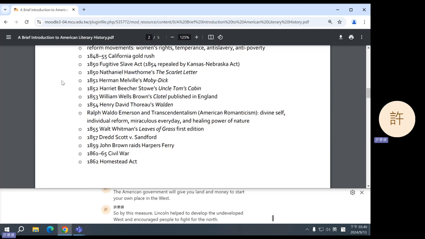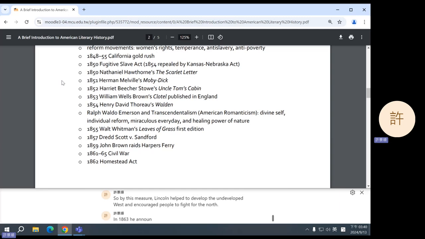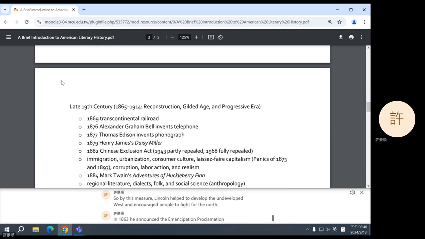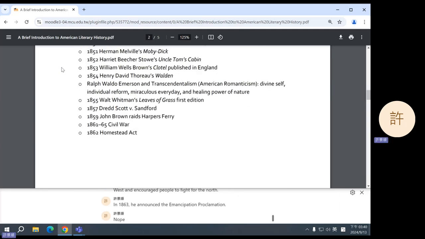In 1863, he announced the Emancipation Proclamation, which said, if the Northern Army comes to your home and wins a battle there, then all of your slaves go free. In other words, now slaves had a strong encouragement to help the North win. Because if the Northern Army comes to your town, you are no longer a slave.